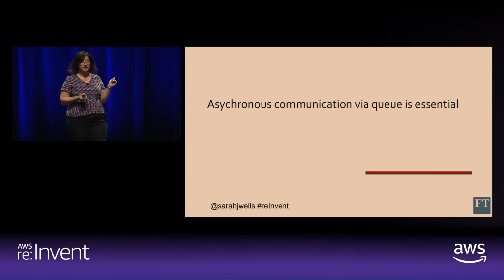As Arun said, asynchronous communication by queue is essential because you don't want a long chain of synchronous calls. It's a bit brittle, and it means that you're coupling these services together. They know about each other. You really want a service that generates an event to just do that, put it on a queue, and then other services that are interested in it can consume it. And if you have a new service that is interested in that event, the originating service doesn't need to know about it.